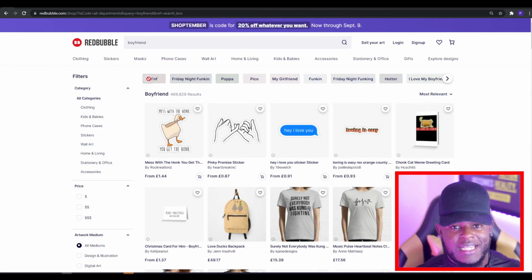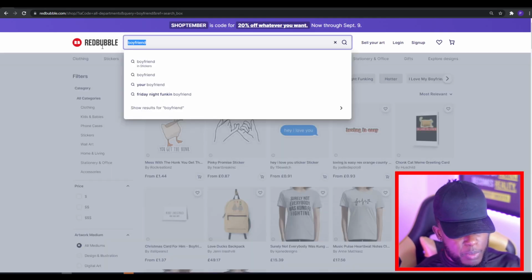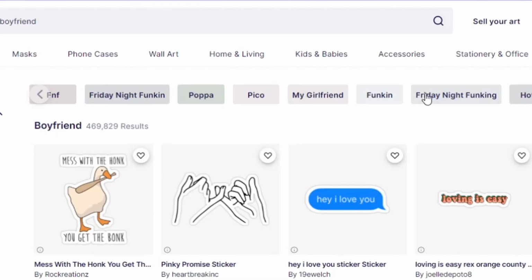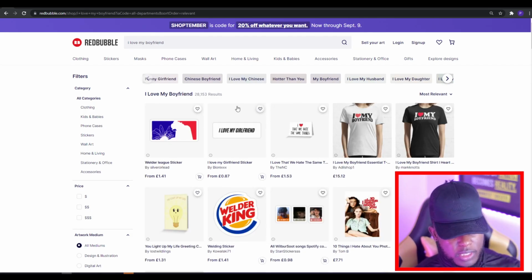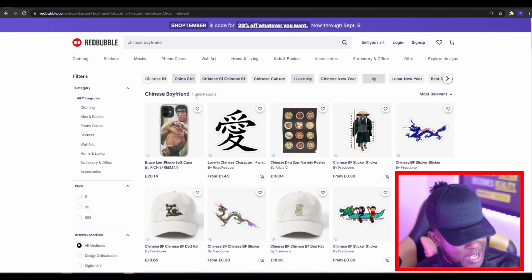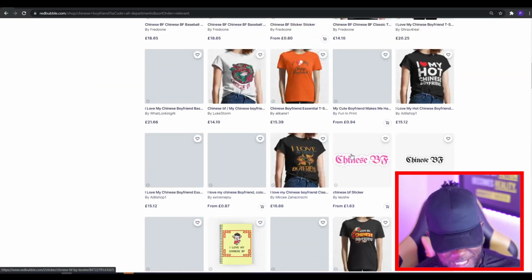If you don't have any ideas as to what you can actually make for a potential keyword, you can literally jump onto Redbubble, type it in the search bar, and search it. So here I've put boyfriend. Obviously there's a lot of results at the moment, but you can literally go through these tabs at the top, reducing the competition till you get to a point where there isn't that much competition. So we've gone from boyfriend to I love my boyfriend to Chinese boyfriend, which only has 1,300 results. And this is something that you guys can easily do, and that way, in a sense, you can get yourself in a niche with low competition.